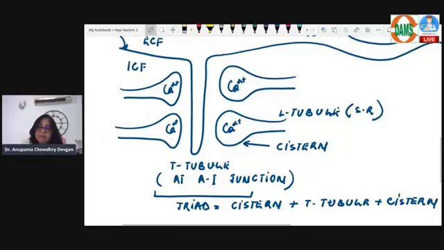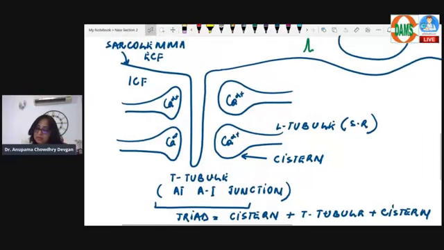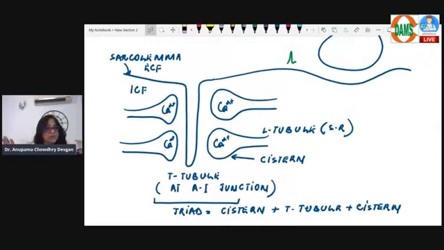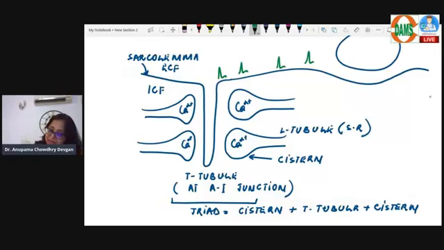We've already discussed transmission across the neuromuscular junction. The muscle fiber membrane was depolarized and an action potential is generated. Now this action potential travels all over the muscle fiber membrane. It will also enter into the T-tubule.